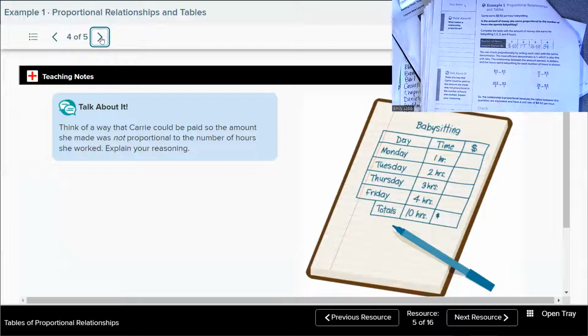All right. Is there a way that she could be paid so the amount was not proportional to the number of hours? A flat fee, like maybe regardless of how many hours she does, she gets paid $25 a day.